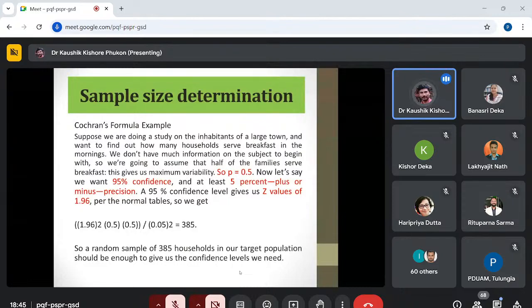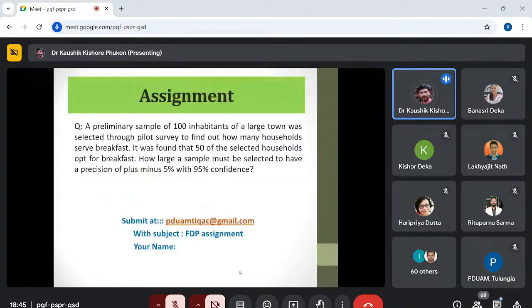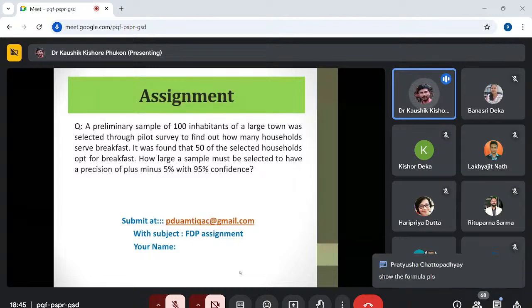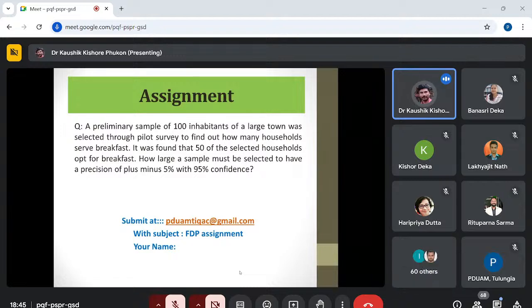385? Because after this I am going to give you an assignment. Based on this example, you have to do an assignment. So what is the assignment? Very simple. Don't worry, I will give the answer also, but you have to send it. The question is, a preliminary sample of 100 inhabitants of a large town was selected through a pilot survey to find out how many households serve breakfast. It was found that 50 of the selected households opt for breakfast. How large a sample must be selected to have a precision of plus minus 5 with 95% confidence?